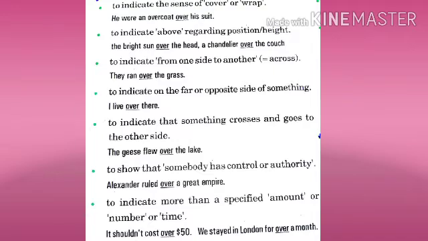It is also used to show that somebody has control or authority. Alexander ruled over a great empire. Okay. Then it is also used to indicate more than a specified amount or number or time. It shouldn't cost over $50. We stayed in London for over a month.